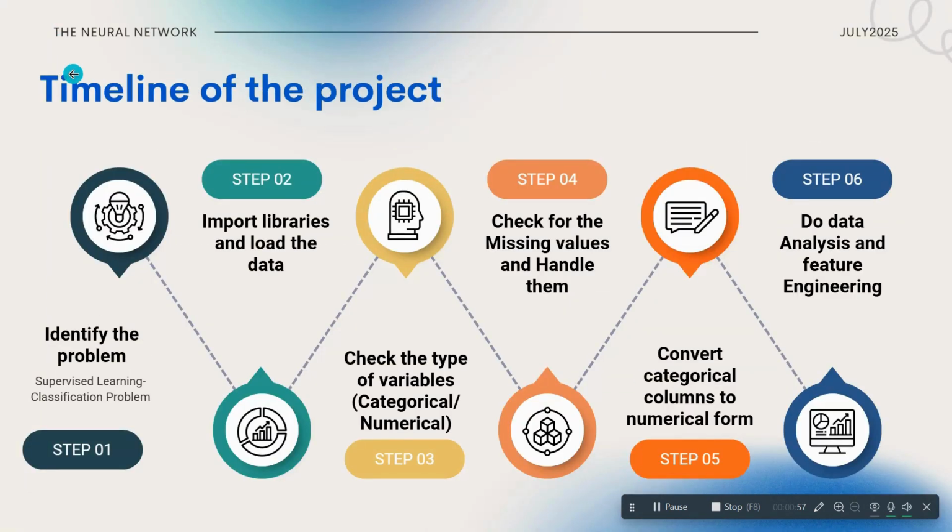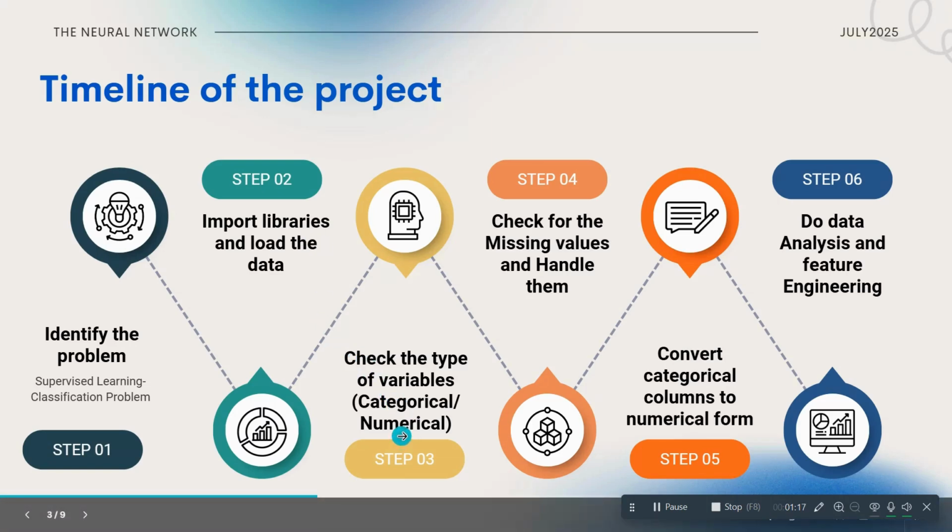So the timeline of the project is as follows. First of all, we have to identify the problem, whether it is supervised learning, unsupervised learning, a classification, or a regression problem. The problem that we are looking at is a classification problem. Then we have to import libraries and load the dataset. We have to check the type of variables, whether they are categorical or numerical. We have to check for the missing values and handle them.